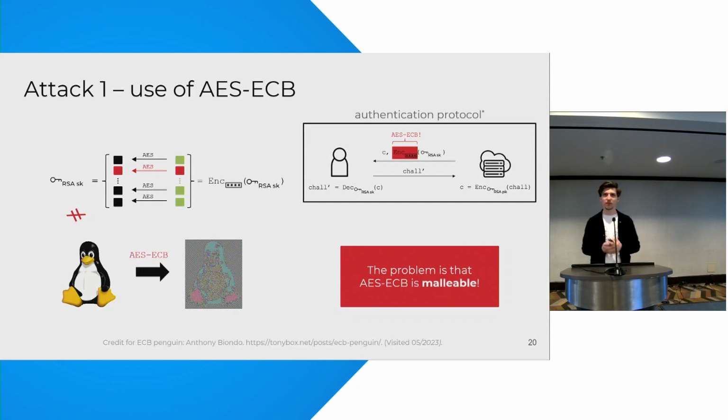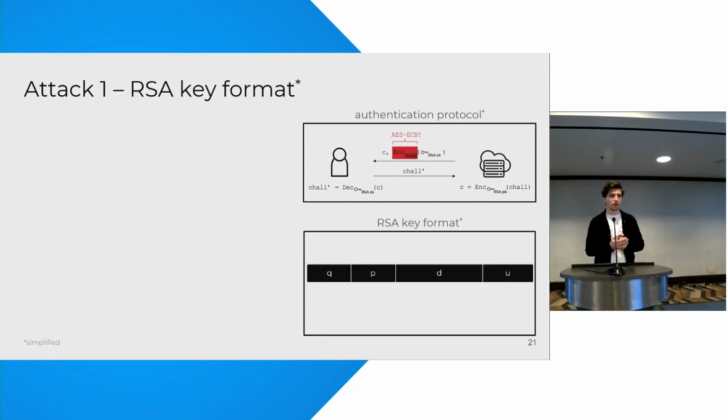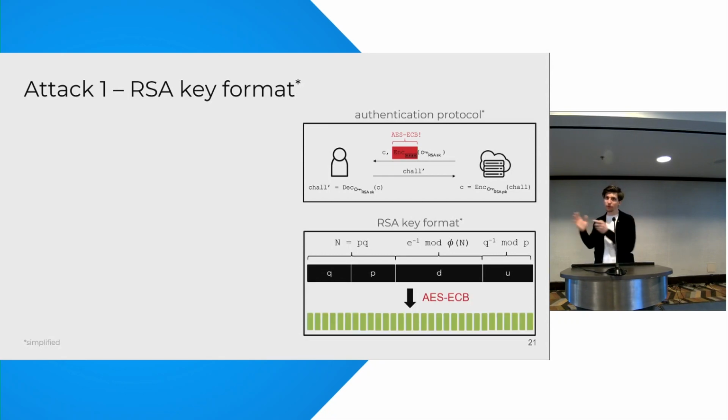Now, to see how we can use this to build a key recovery attack, we need to know how Mega stores their RSA-CRT key. They're using the following format. They first store primes P and Q that are the prime factors of the modulus N. Then they store the secret exponent D as well as a value U that will be useful for decryption. Now, keep in mind that this key is then split into different blocks, and those are encrypted with AES.